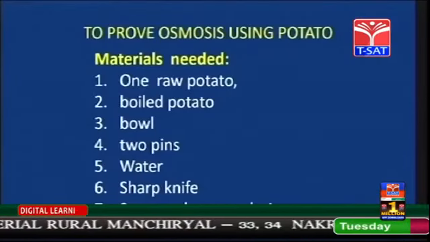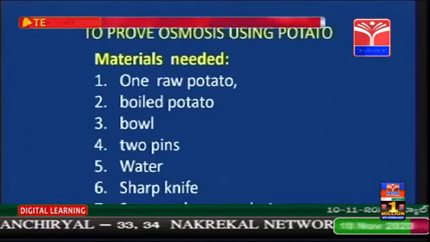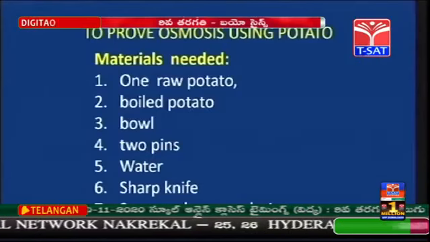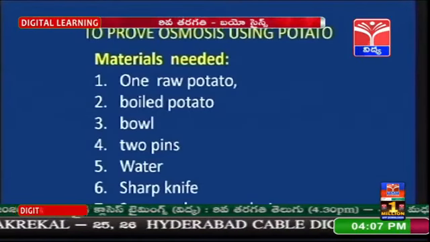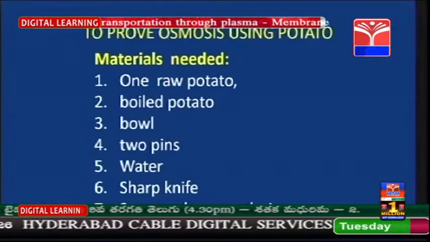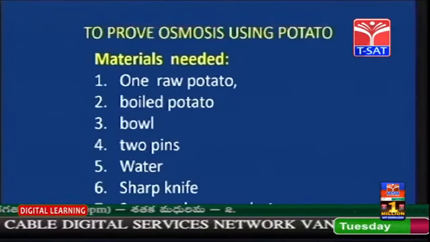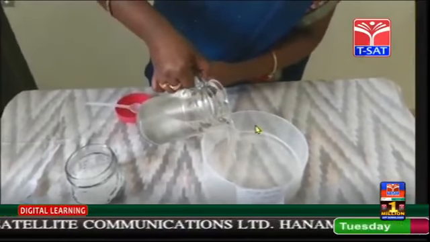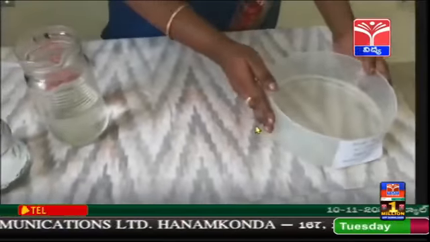For that, the materials needed are 1 raw potato, 1 boiled potato, 1 bowl, 2 pens, water, a sharp knife and saturated sugar solution. Let's see the activity in the video. Children, let's do some activity to observe the process of osmosis in the potato cup. Now pour sugar solution into the trough. Let's make the potato cup.